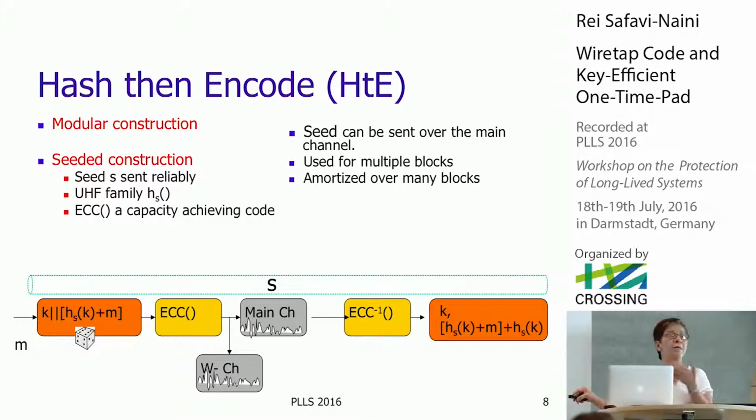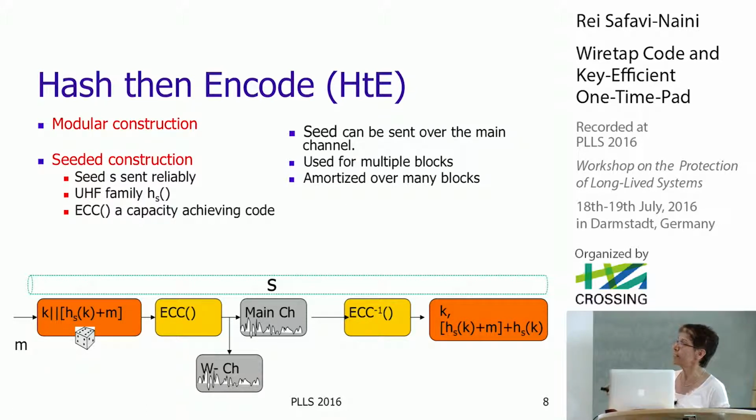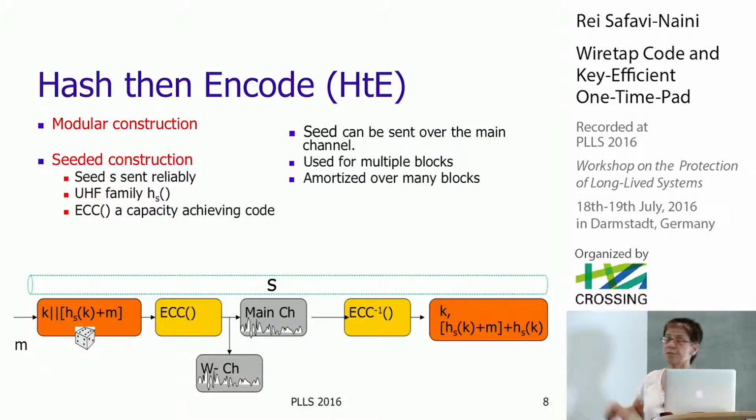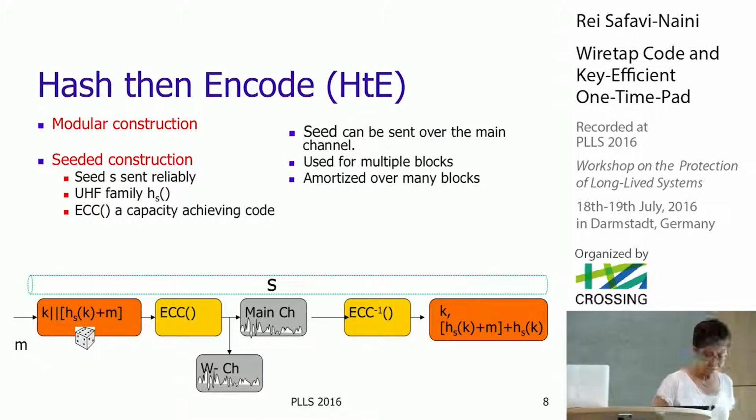So it has to be capacity achieving, and then this is the main channel, and then the receiver can do exactly the same thing. You have S, so you know the family of hash functions which is used, and because of error decoding, you can recover K. You apply HS of K and then add it to remove this randomness. So effectively, this part is the randomness which is added to M. So that's basically the construction.